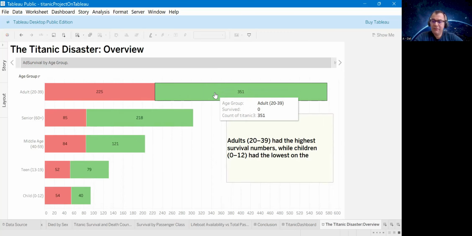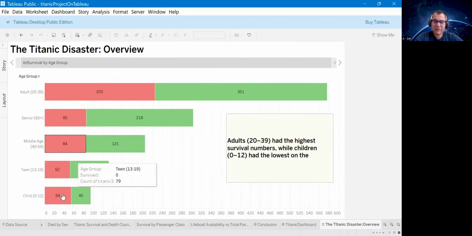So after analyzing all the data we have, the data suggested that children had a better survival chance compared to many adults. Again, this supports the evacuation rule that prioritized women and children. Many adult men had the lowest survival rates.